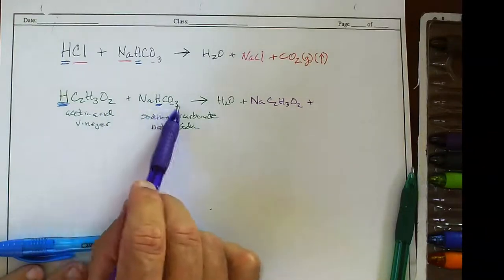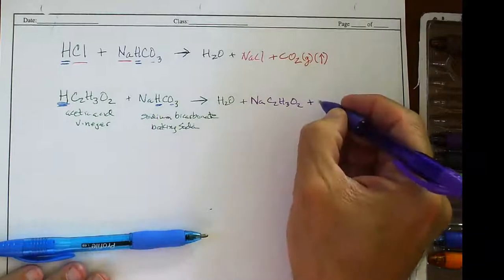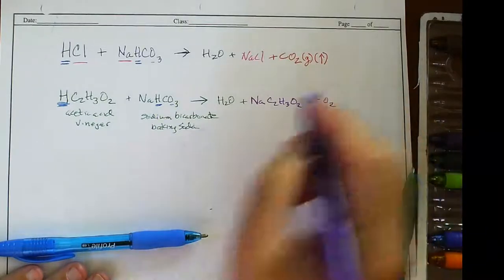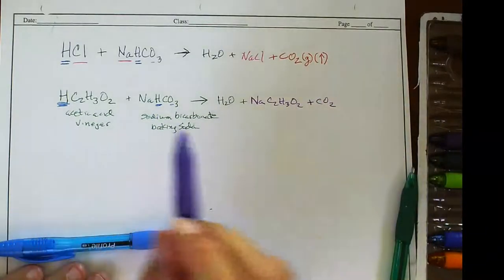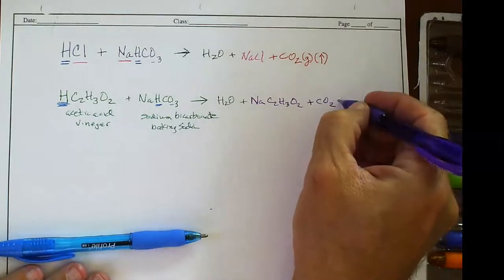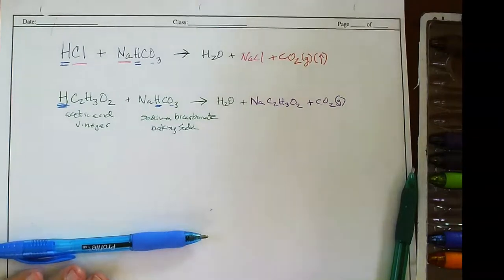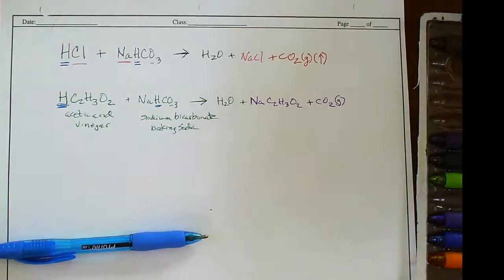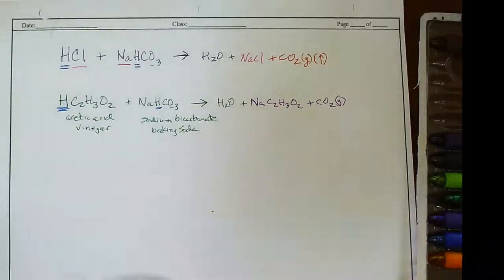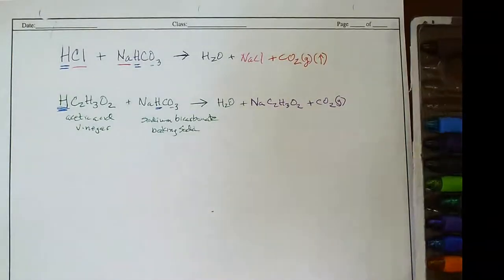What's left? Carbon dioxide. So when you put baking soda and vinegar together and it makes bubbles, the bubbles are carbon dioxide gas. All right, so there's a couple of examples of an acid-base neutralization reaction with gas formation.